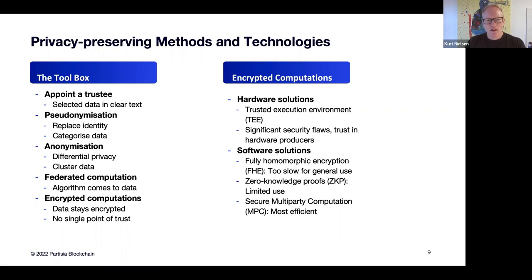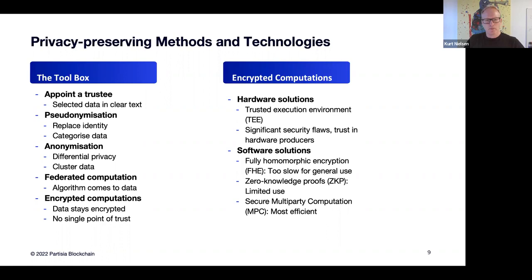The thing here is that we know for sure that there are a lot of security flaws with this. There are these side channel attacks. Just encrypting things, sending them into a chip, and decrypting them when they go out of the chip is not sufficient to keep the input data private. And the other thing is that you're moving trust to the hardware producers. Those are the things that we try to solve with a software solution for encrypted computation.